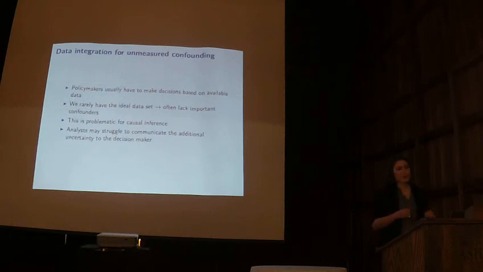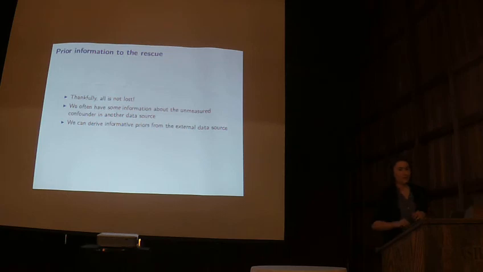And so that's really problematic for causal inference because we need no unmeasured confounding. And the other problem is that when you're trying to make projections about what a policy would do, it's hard to incorporate that uncertainty that comes from missing key confounders. But yay, prior information comes to our rescue. So all is not lost.